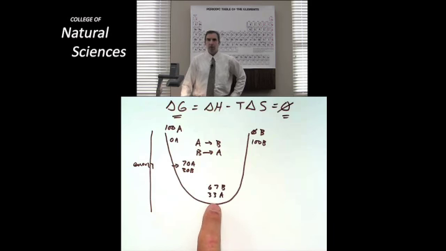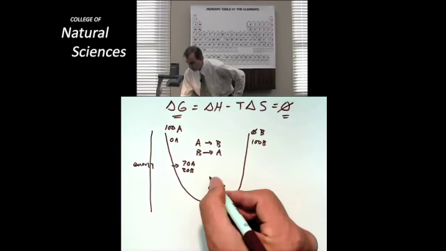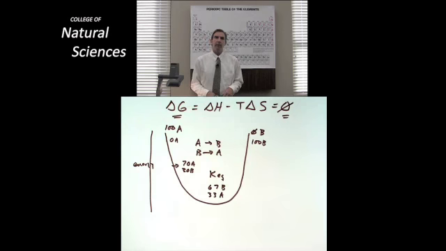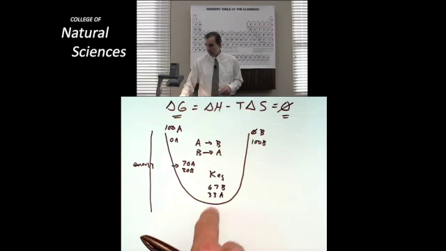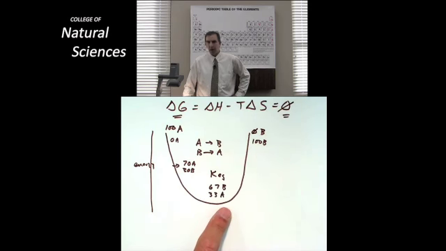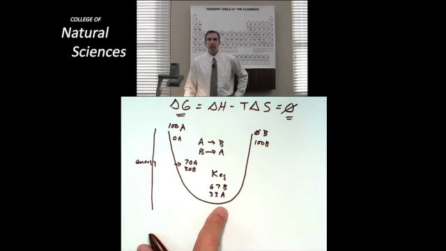This is actually a value we call the equilibrium constant. And this equilibrium constant will pop up over and over again no matter what kind of physical or chemical process we're looking at. It is the value for the ratio for the concentrations of the things that we're looking at the bottom of this free energy hill.